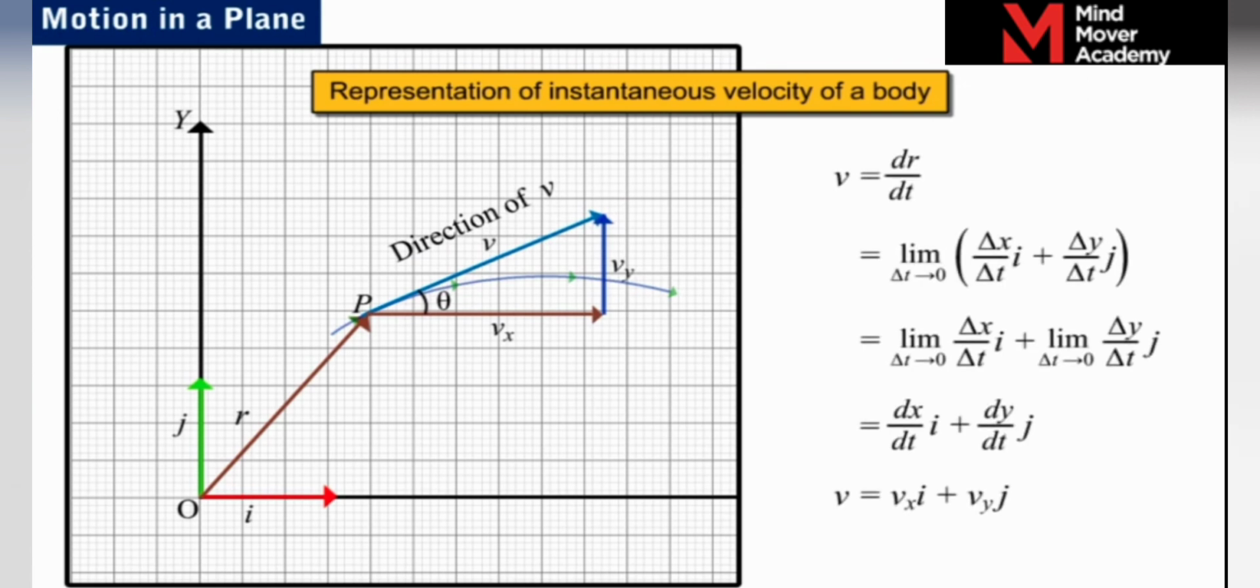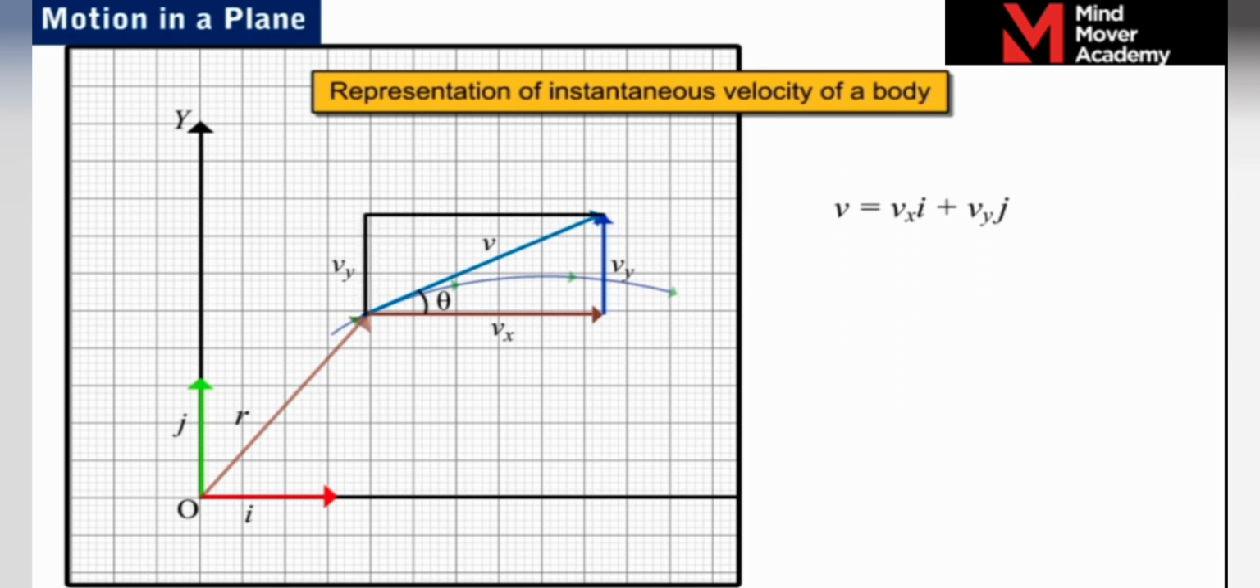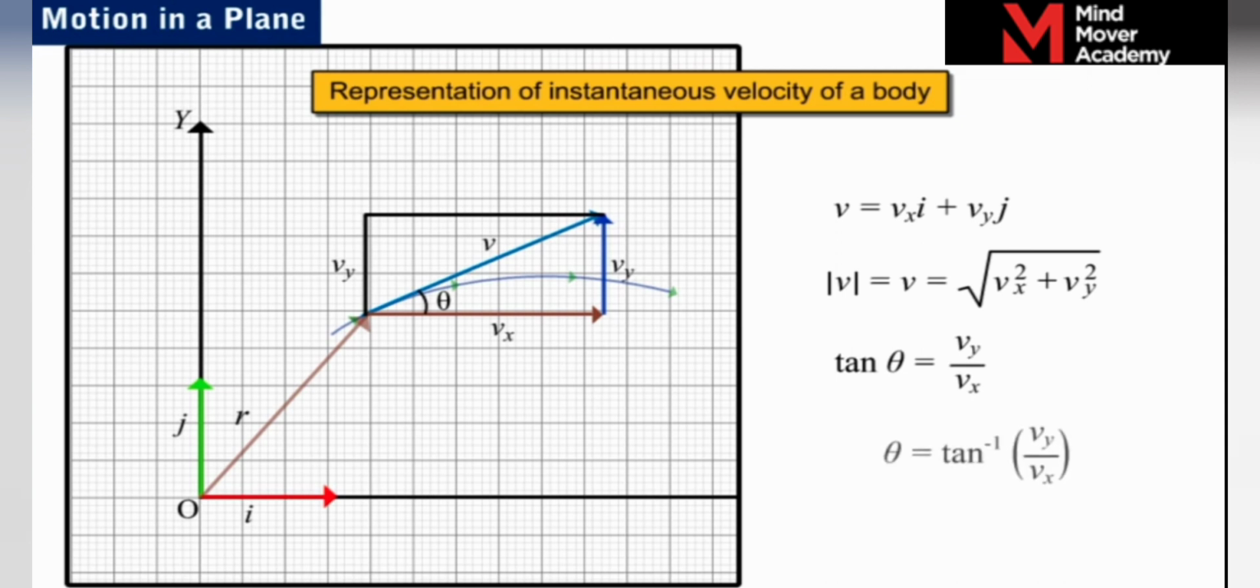We can write the velocity vector v in component form as shown here. Using the resolved components of the magnitude of v in the x and y directions, that is vx and vy, we can write v is equal to the square root of vx square plus vy square, and tan theta is equal to vy by vx, and theta is equal to tan inverse of vy by vx.